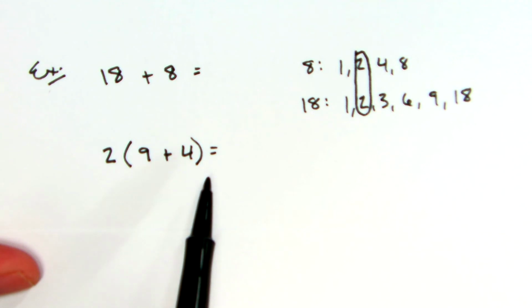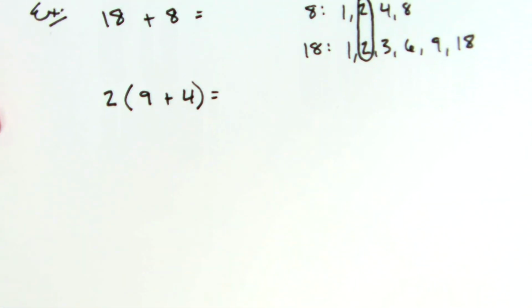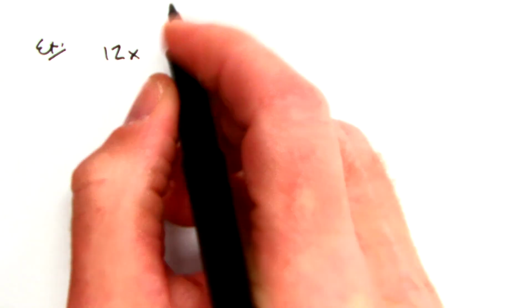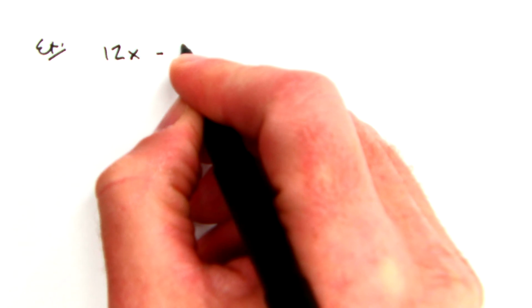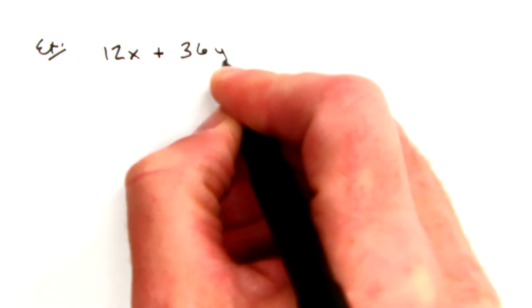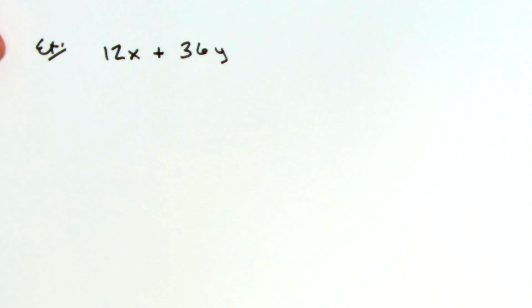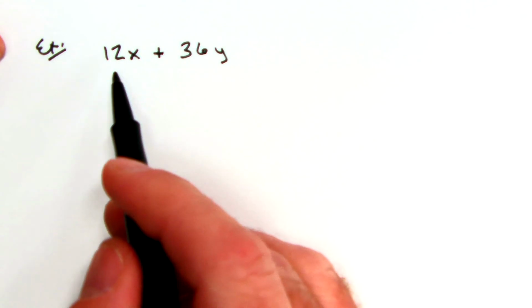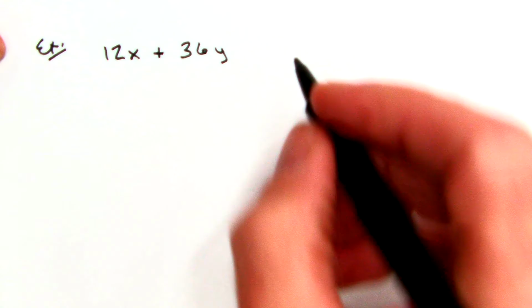All right, let's take one more example. This one gets a little more involved, a little more options. So let's do 12x minus, well, let's go plus again. You could do a minus 36y. So now our coefficients or our constants here are 12 and 36.